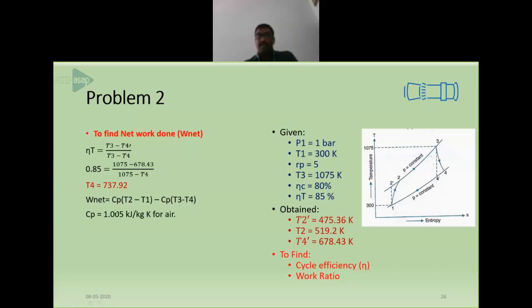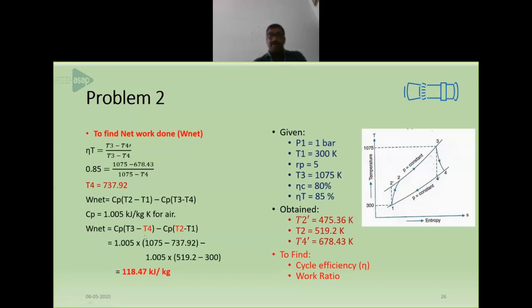Now all the terms are there. The Cp value we know is 1.005 kilojoule per kilogram Kelvin for air. Then T2 we have found out, and T4 we have found out. So you can substitute all the things and you will finally get W net equal to 118.47 kilojoule per kilogram.